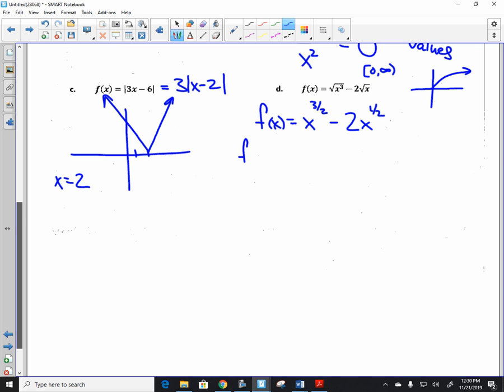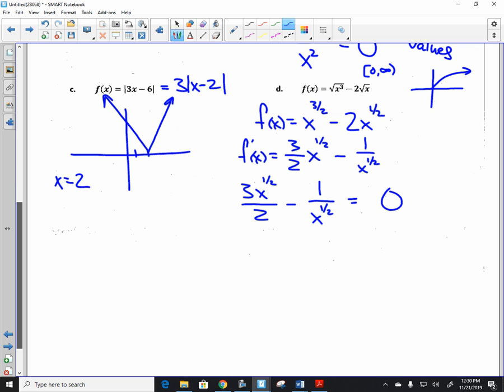Let's take the derivative. What do I get? 3/2 x to the 1/2 minus x to the negative 1/2, or 1 over x to the 1/2. Is everybody okay if I write that as 3x to the 1/2 over 2 minus 1 over x to the half? I want to figure out where that's equal to 0.